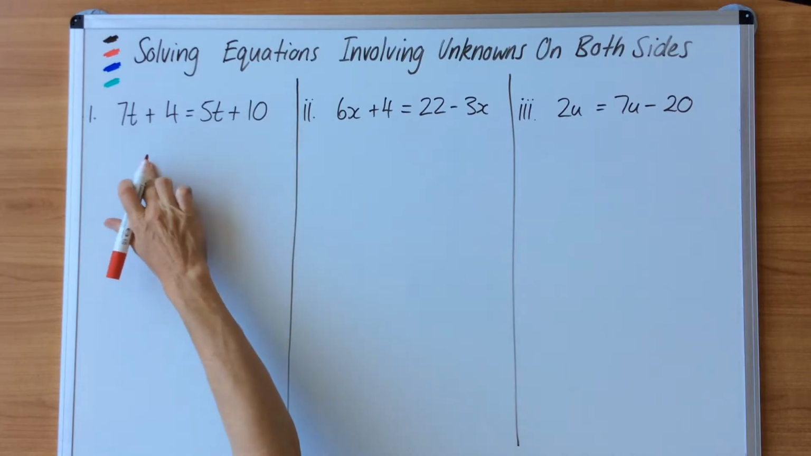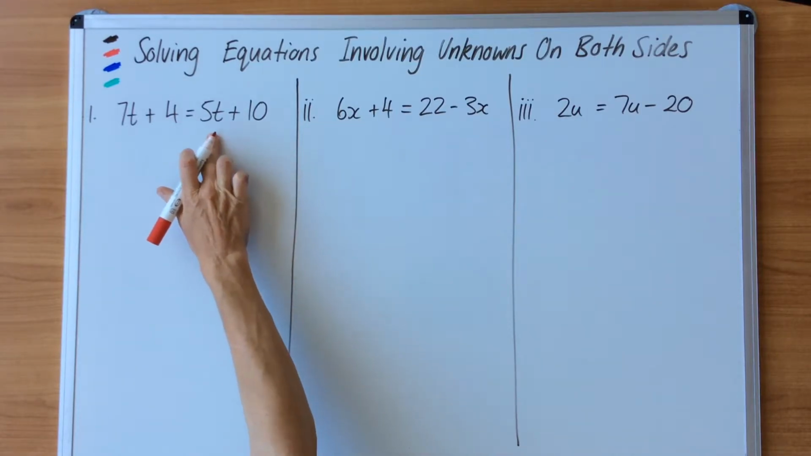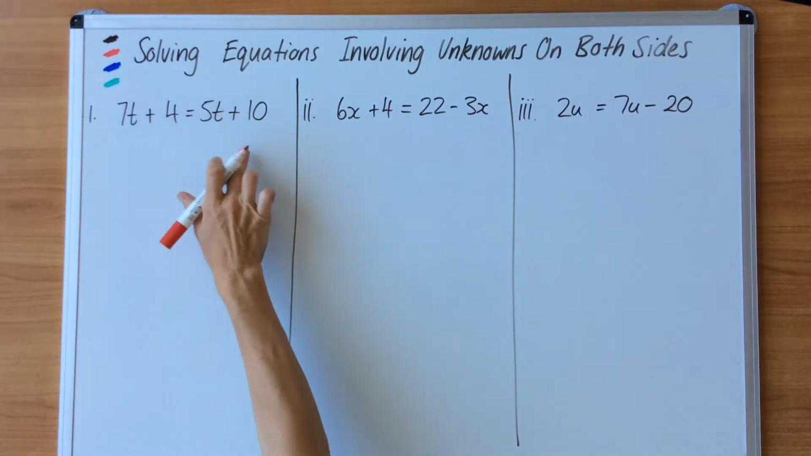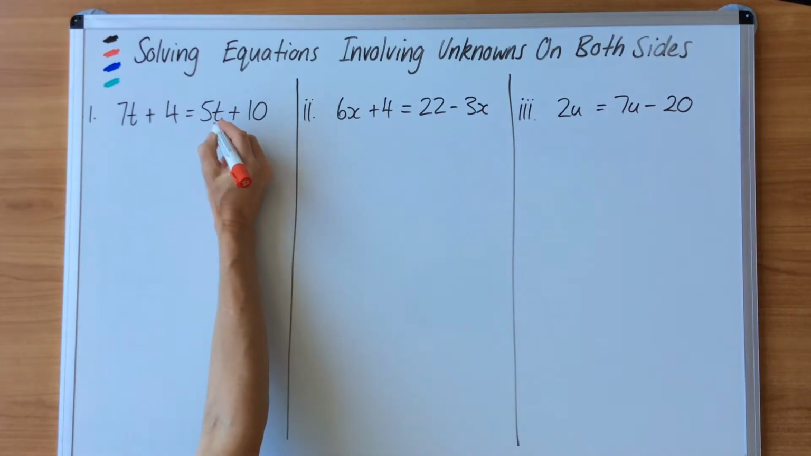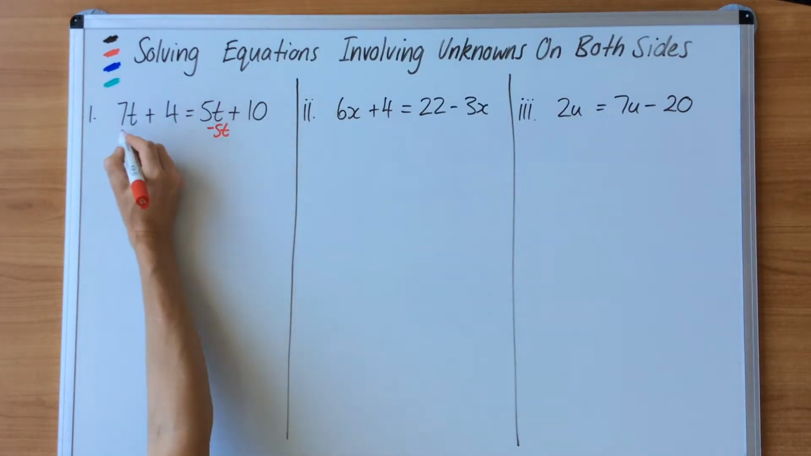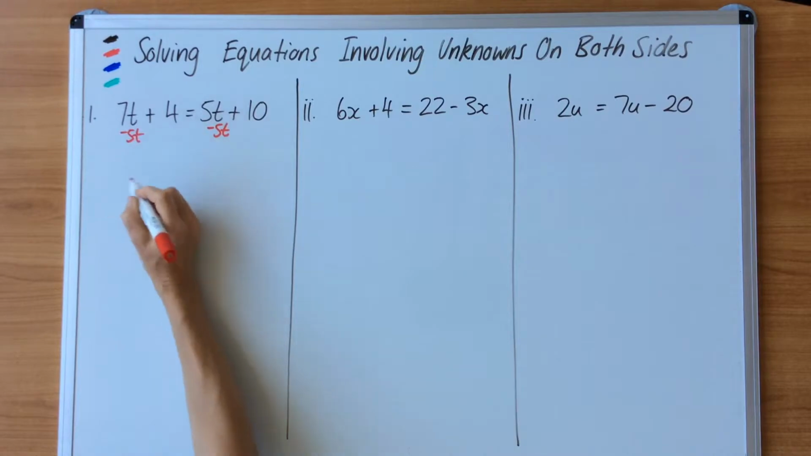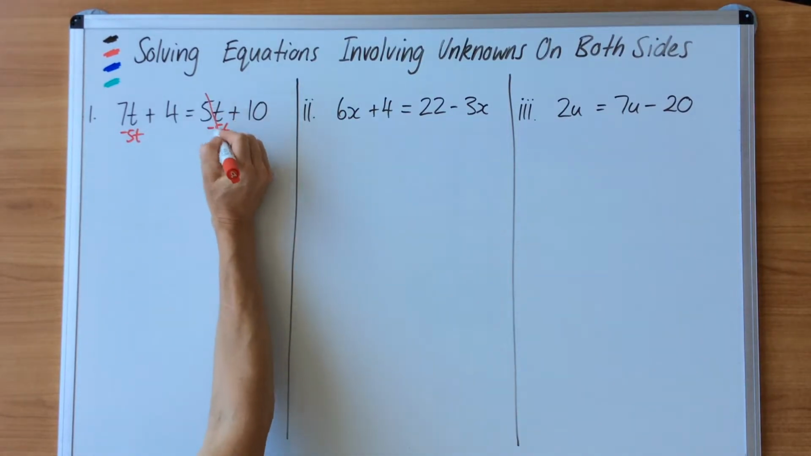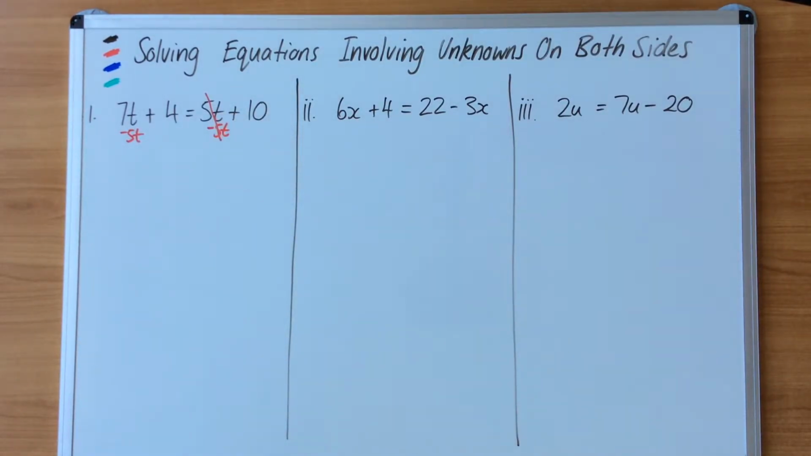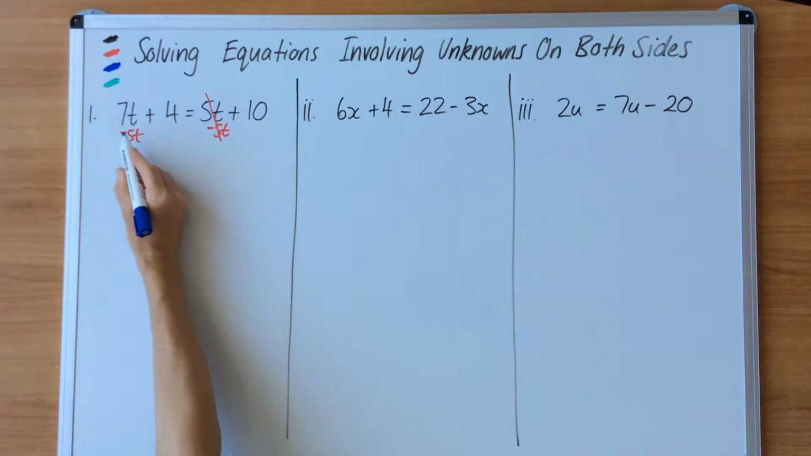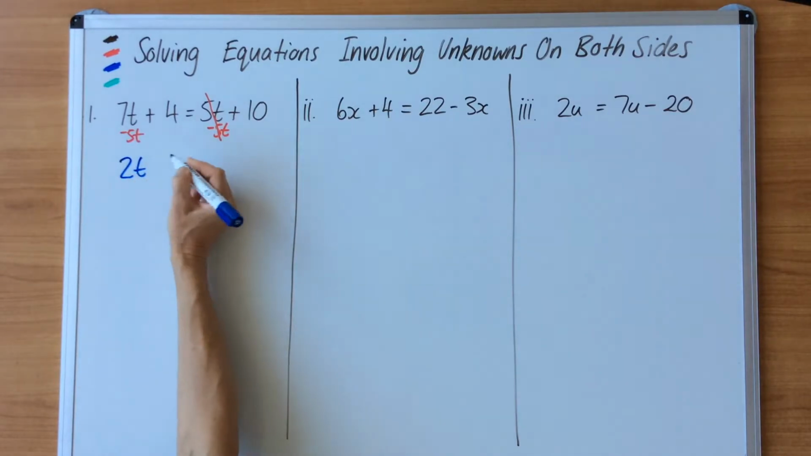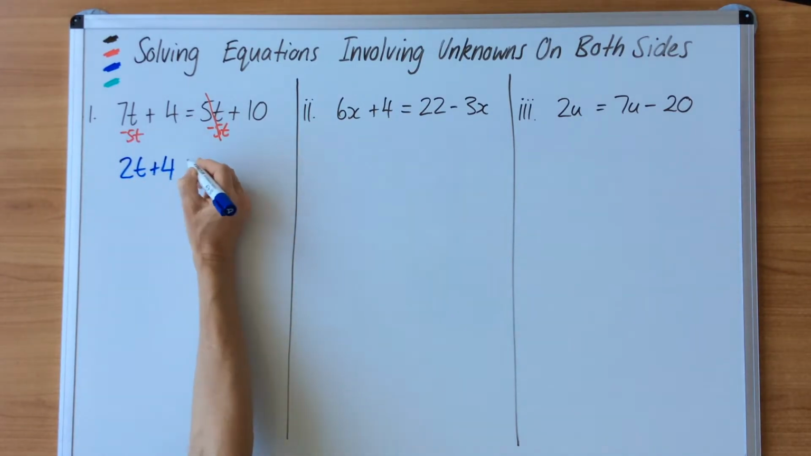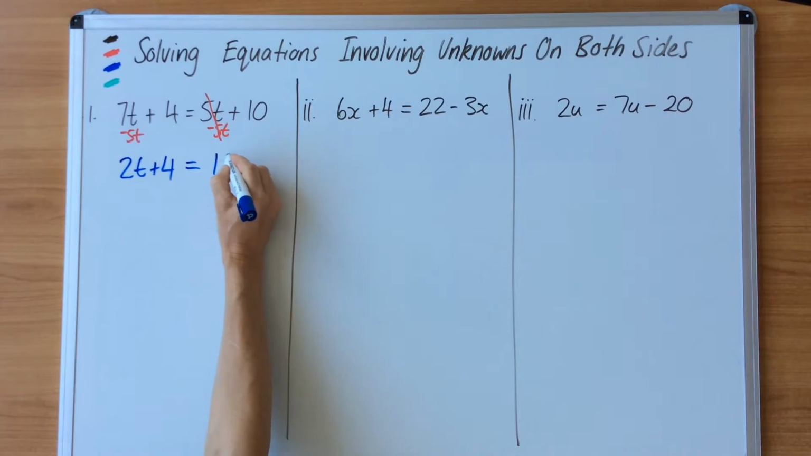And remember, what you do to one side, you must do to the other. So we've got to start here. We've got letters on the left, numbers on the right. This doesn't belong here, so we go positive 5t minus 5t. And I must do this over here because what I do to one side, I must do to the other. And we know that 5t minus 5t cancels out to nothing. So then I solve this. 7t minus 5t equals 2t. I drop the plus 4, the equal sign, and I put 10.